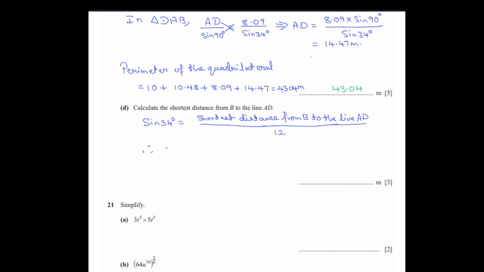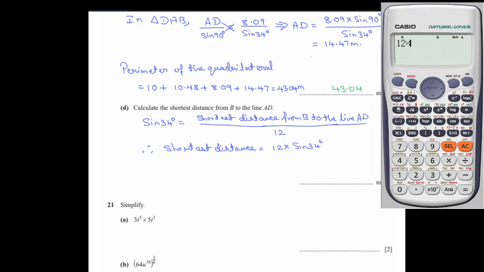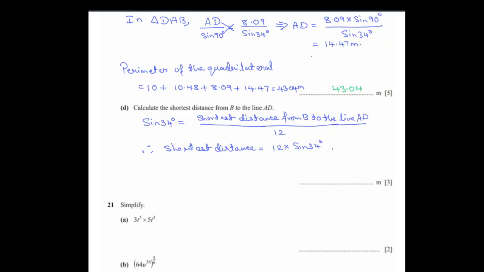Therefore the shortest distance will be 12 multiplied by sine 34. Find that out: 6.710. So we can write 6.71 meters. This is the answer. Question number 20 is done.